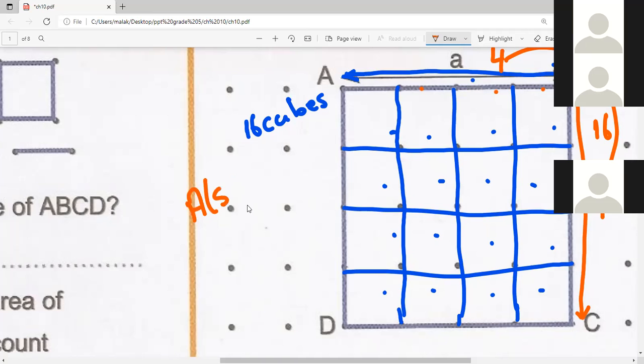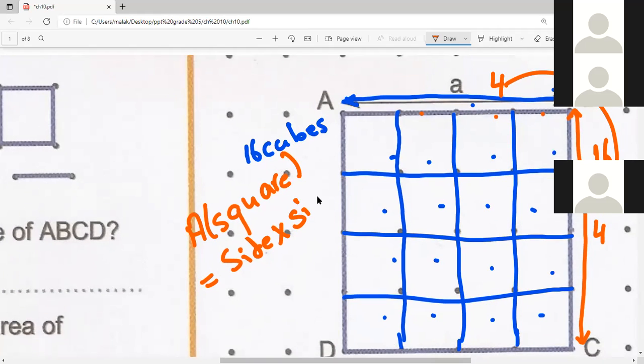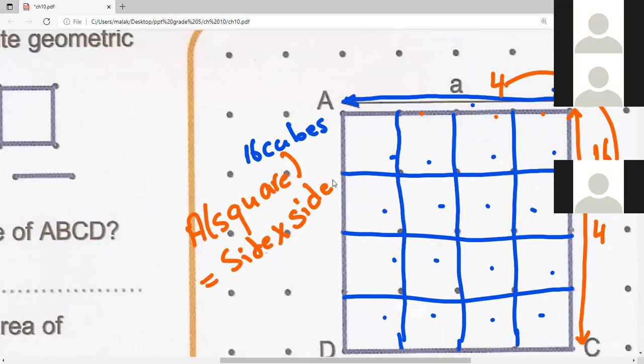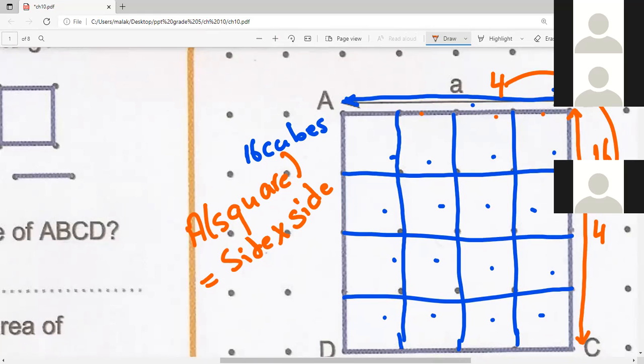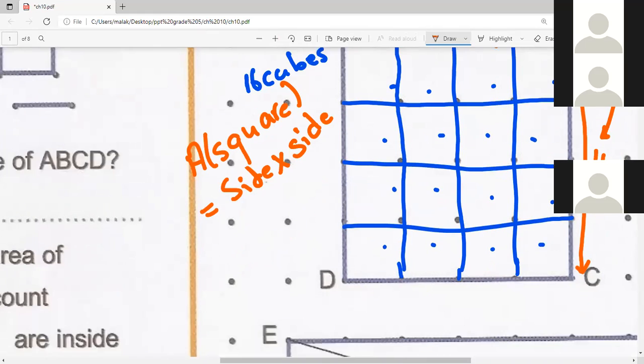So the area of a square equals side times what? Side times side, because they are equal. If it's 4, we multiply 4 by 4. If it's 5, we multiply 5 by 5. If it's 6, we multiply 6 by 6, and so on. Clear? This is the area of a square.